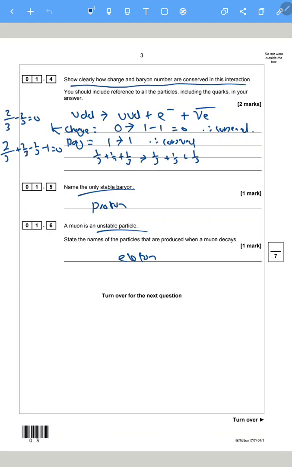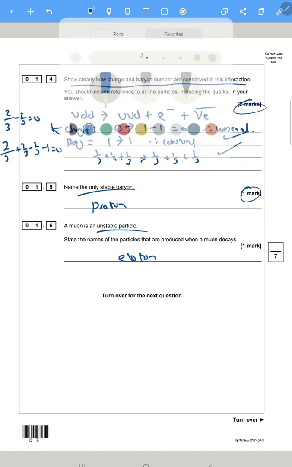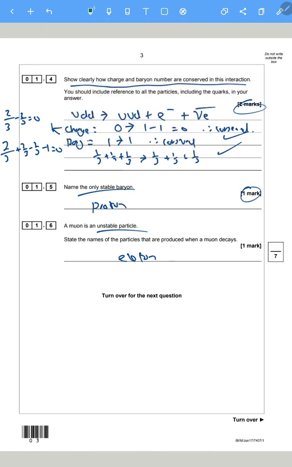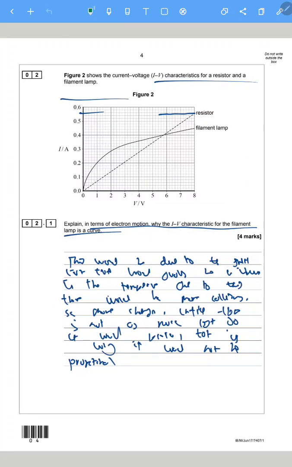So charge, yes and yes. So proton and electron. Nope. I should be doing this in green as well, but electron plus antineutrino plus a muon neutrino. Oh, who would have thought it, yeah?